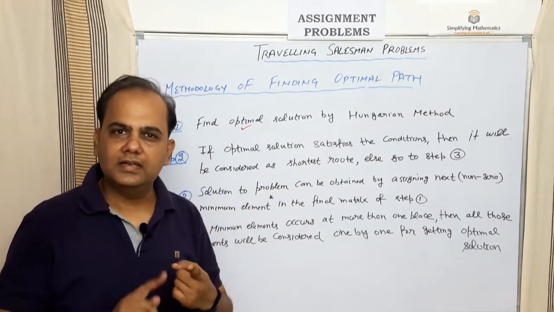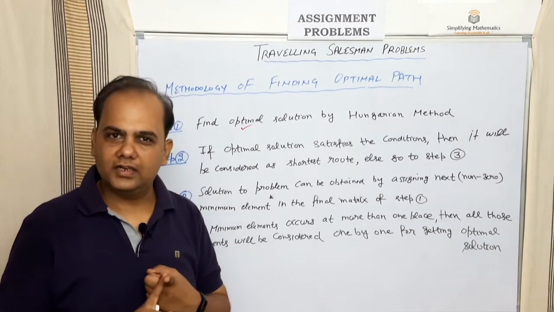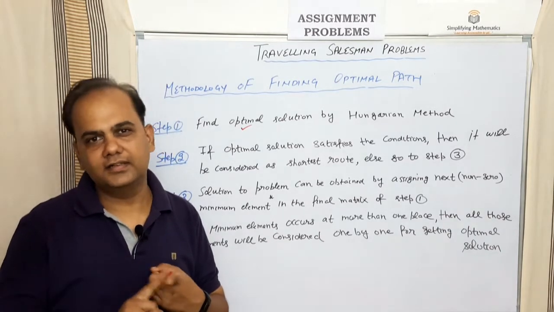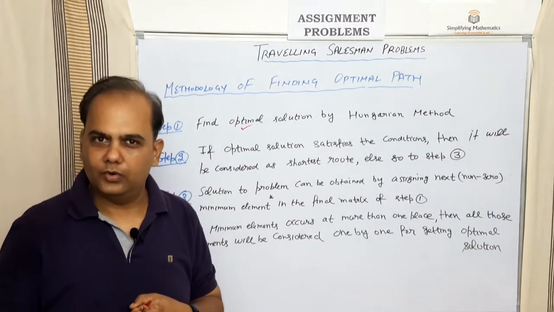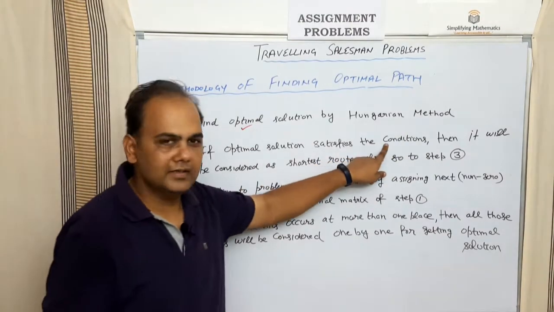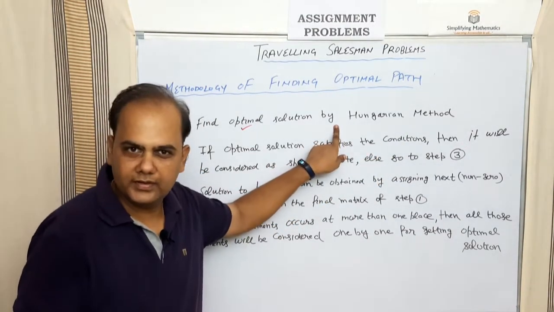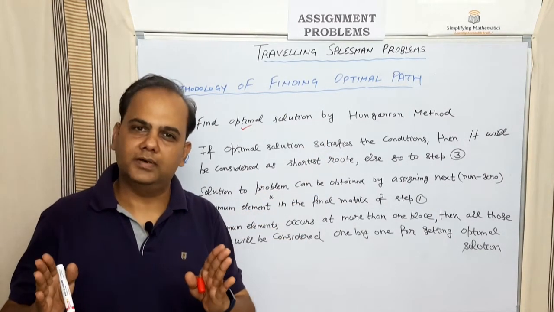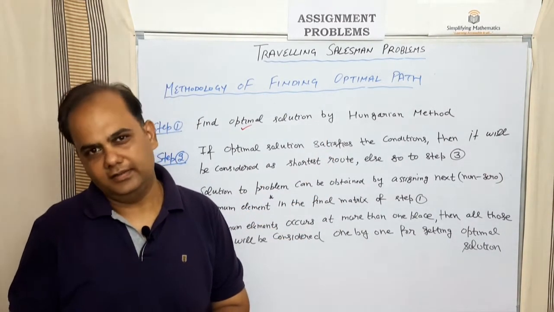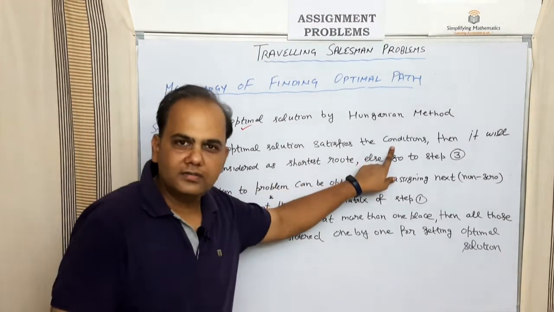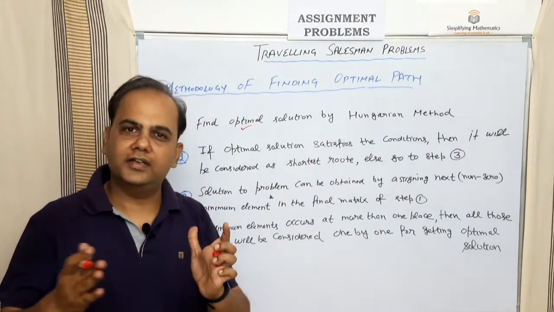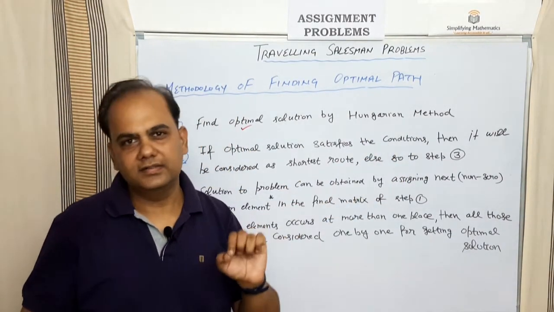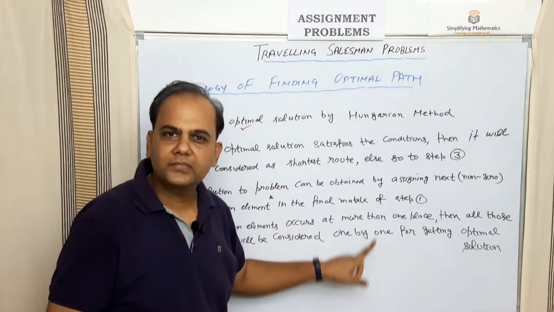So what are the conditions? The first condition is that the salesman should start from his home city. Second, he should visit all the cities once, and third, he should return back to his home city. If all those three conditions are satisfied with this optimal solution of step 1, then this will be the optimal path which is to be followed by the salesman. If the conditions are not satisfied, that is, you are not getting the optimal path because any of these conditions is not satisfied, then you should go to step 3.